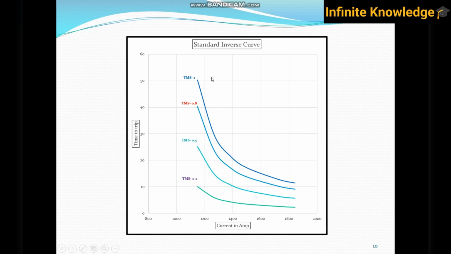So as you decrease the TMS value, your time to trip decreases. For the same setting, TMS 1 takes 50 seconds at this ampere, and for the same setting, TMS 0.2 takes only 10 seconds. For TMS 1, it takes 50 seconds. For TMS 0.2, it takes only 10 seconds. For the same ampere, you can see it is taking only 10 seconds, whereas TMS 1 takes 50.